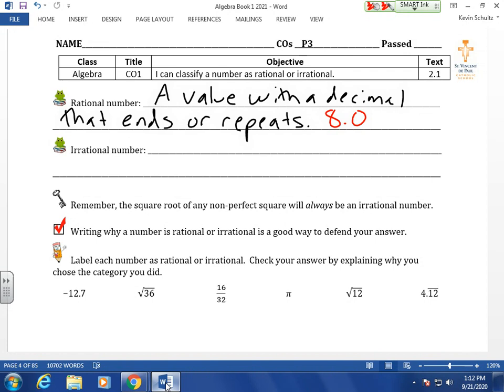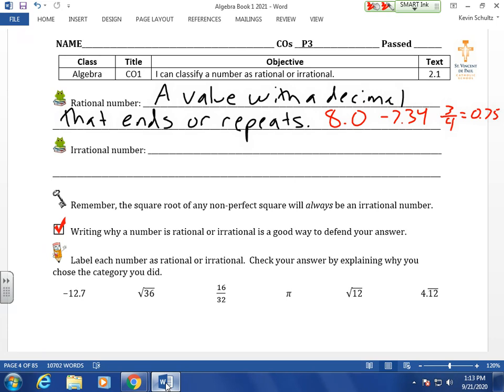So a number like negative 7.34, a decimal that ends, would also be considered rational. Another example of something that would be rational: the fraction 3/4. What is the decimal value of 3/4? 75 hundredths, 0.75, a decimal that ends.